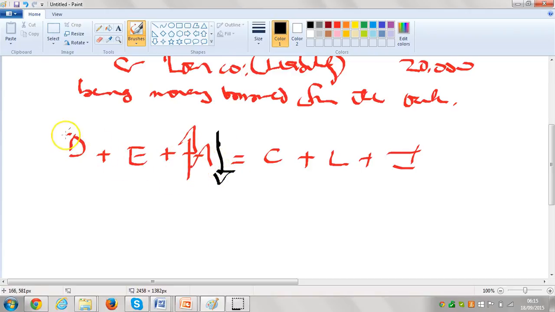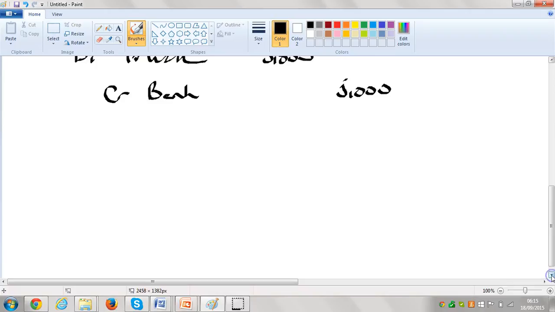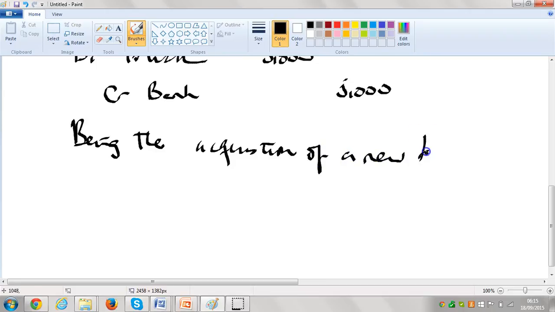So, as we said, when anything on this side goes up, which is the asset of truck, we must debit truck for 5,000. But then the asset of money has come down, so we must credit bank for 5,000. This is the language. And that's called, we'll say, being the acquisition of a new truck.